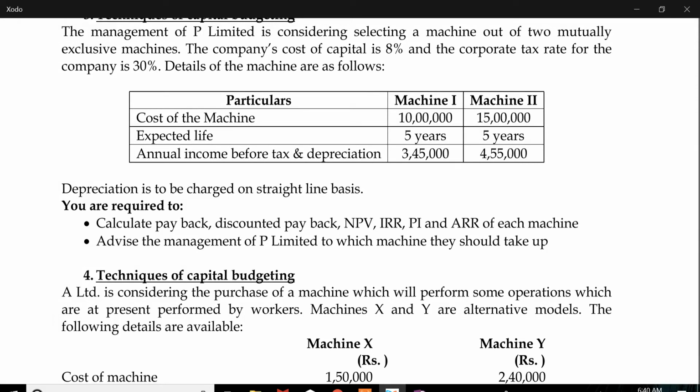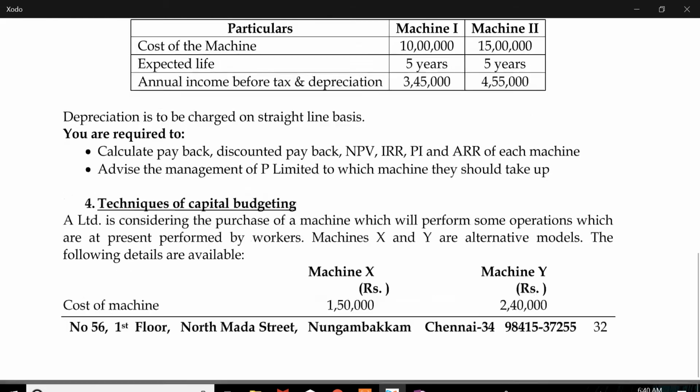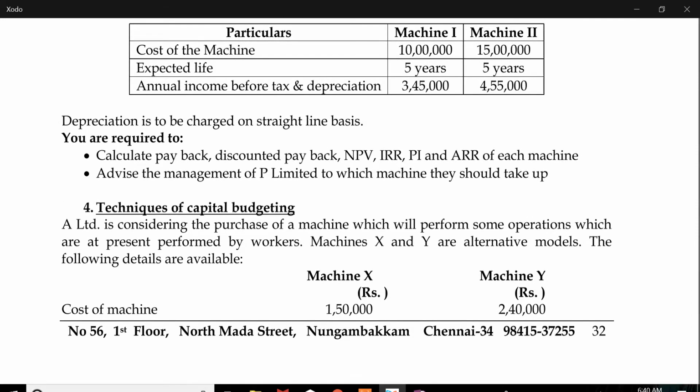Question number 3. No special adjustment. Hyphen similar to question number 2. Question number 4.